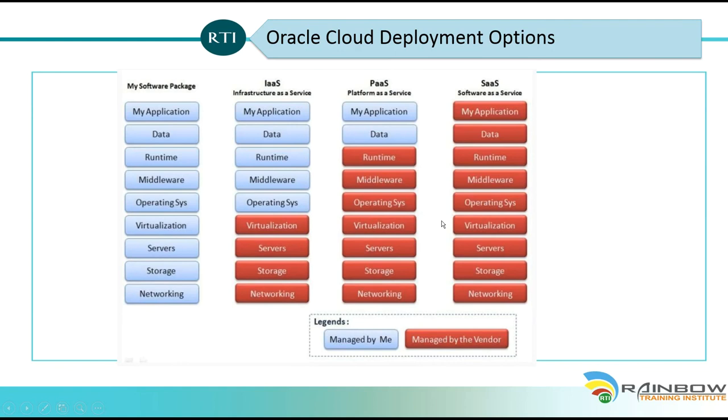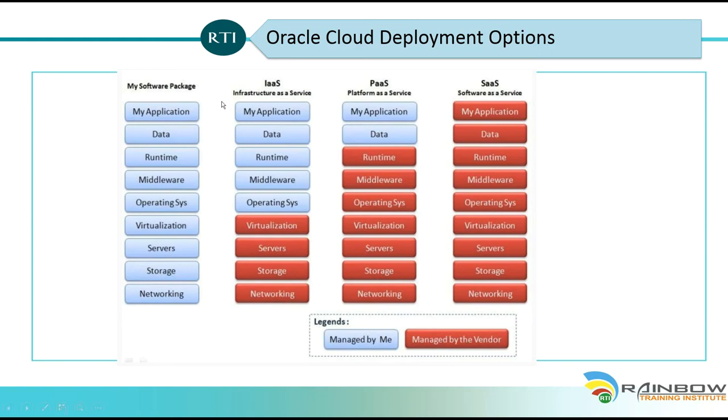The data, the database, is also maintained by Oracle. We don't need anything from them because we are able to live with what they're offering. The middleware itself Oracle is offering and maintaining. The operating system on which the middleware resides is maintained by Oracle. The virtualization, the load balancing between the servers, the storage, the backup storage, and the networking between the servers and the load balancers, everything is maintained by Oracle Fusion. Nothing to worry about.